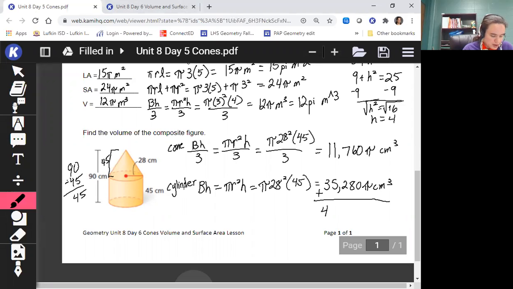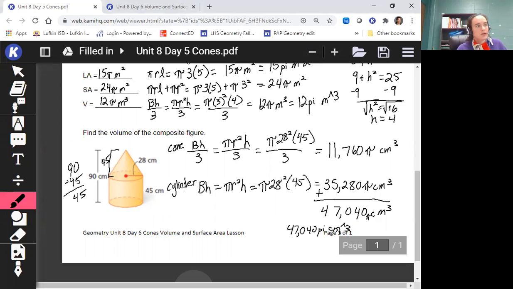And that gets us 47,040 pi centimeters cubed. So if you're typing this into the computer, 47,040 pi, cm, caret symbol, and the 3.